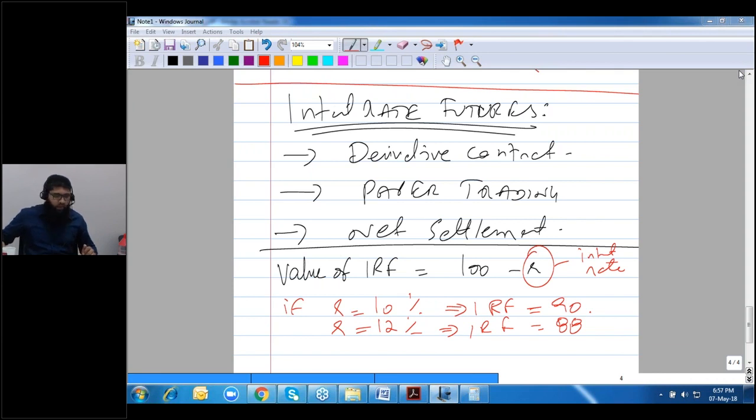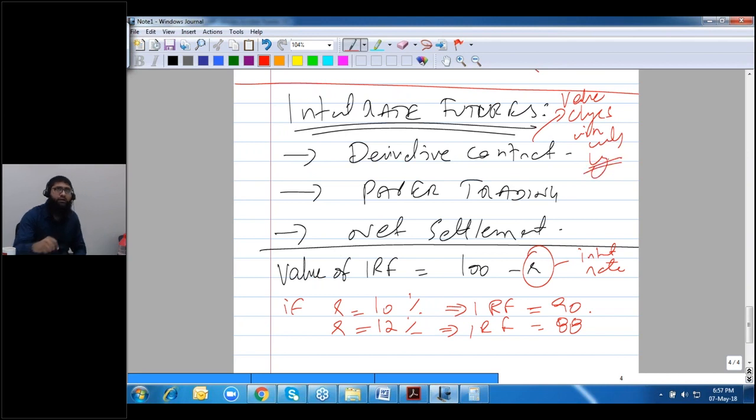Okay, now let's talk about the interest rate futures. What exactly are the interest rate futures? I'm just going to explain what exactly interest rate futures are. You need to understand one thing, that whenever we talk about futures, the futures contracts are derivative contracts. And a derivative generally has a few characteristics. The first is that its value changes with the underlying item.